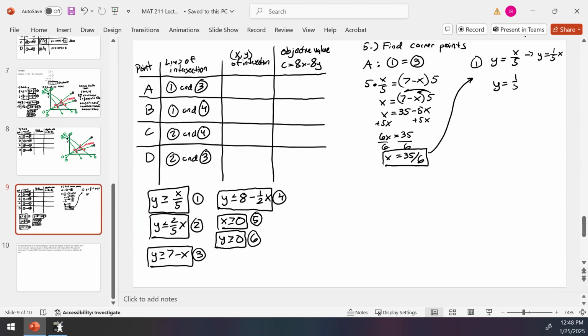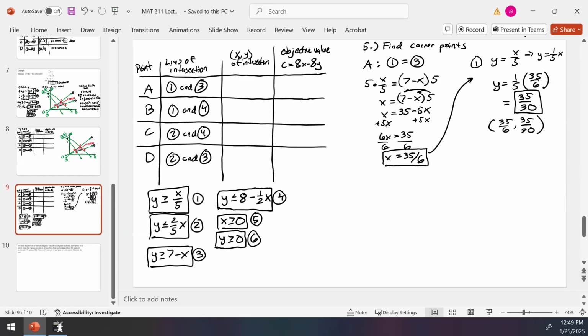So 1/5 times 35 over 6, like that. And the multiplication of fractions is just you multiply straight across. And so you get 35 over 30, like that. And there it is. So my ordered pair is going to be 35 over 6, comma 35 over 30. Not the most elegant answer, but that is the correct answer.